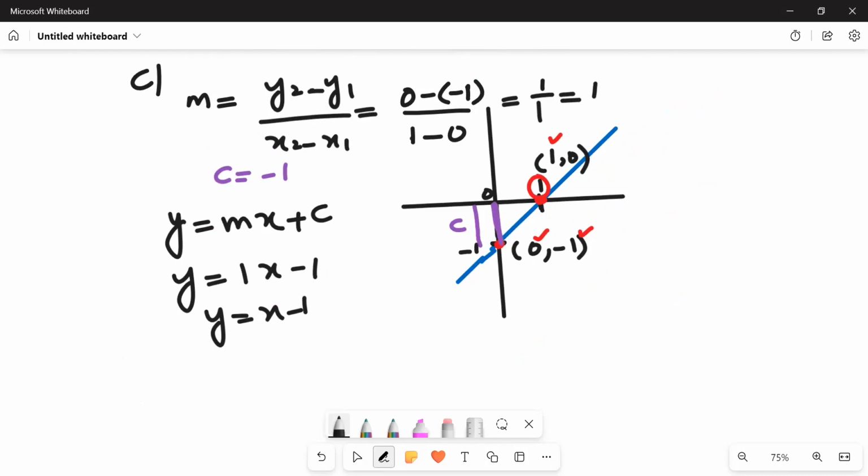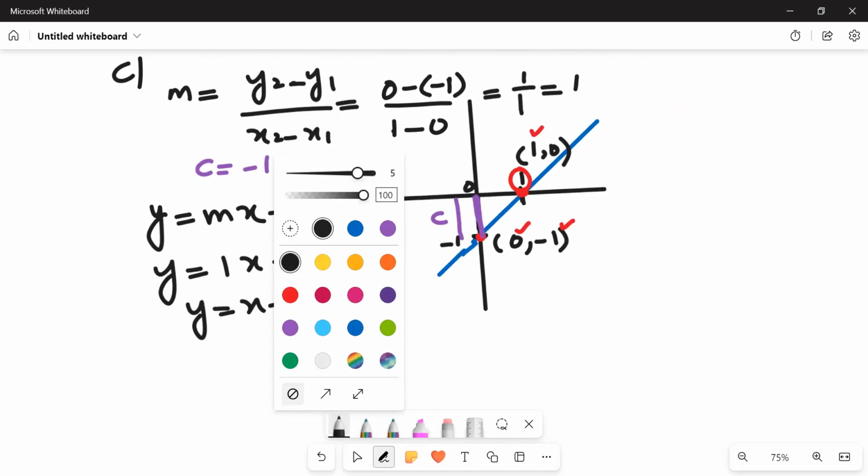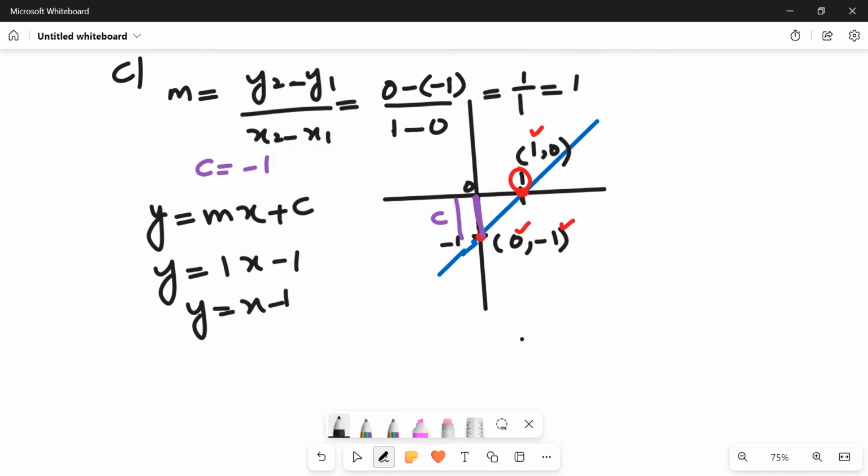Can I move next? Miss, can you repeat the point? c is the point where the line intersects the y-axis. This is c, and c is -1. So this we call the y-intercept. The intercept is c. Okay, so c is equal to -1.